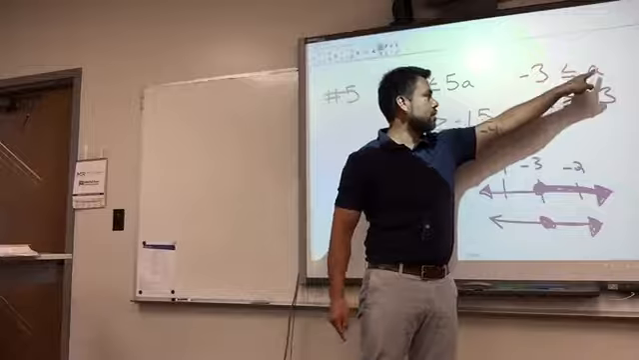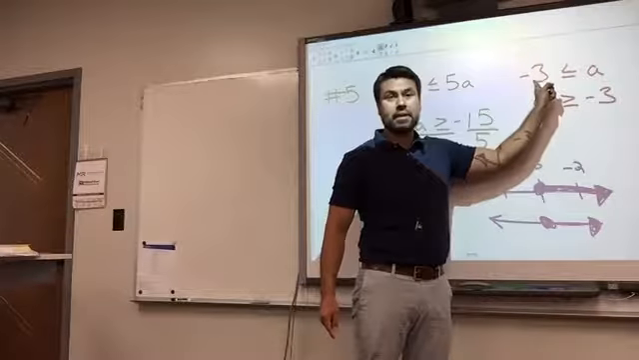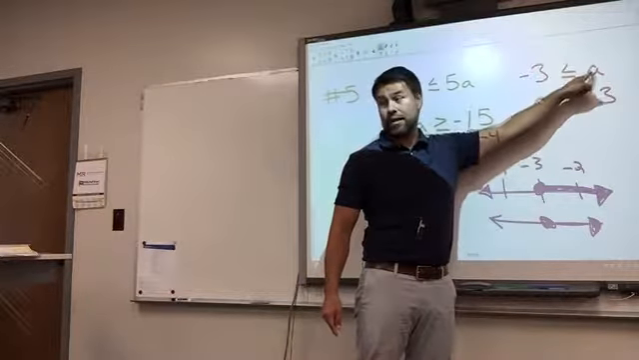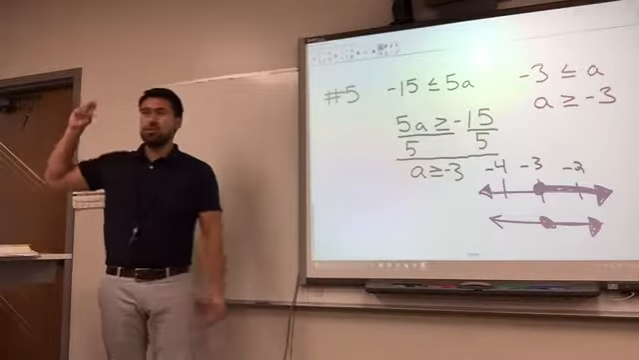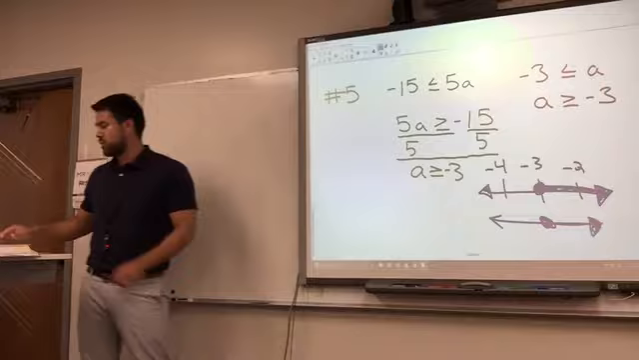Which one's bigger, the bigger quantity, A or -3? It should be A, right? So here A is bigger than -3. So think through it logically. Don't rush through it and just think it's going to be switched automatically.